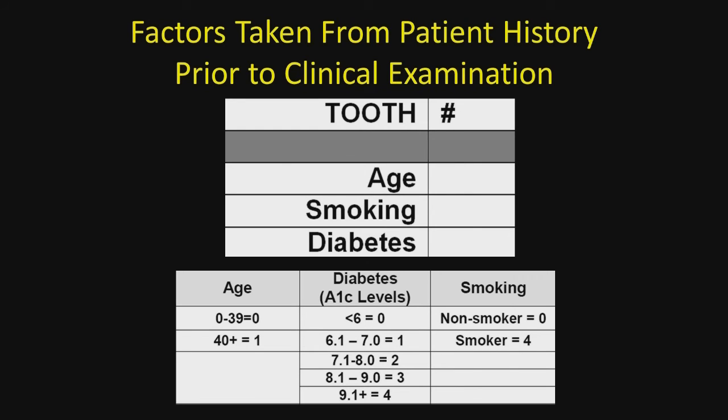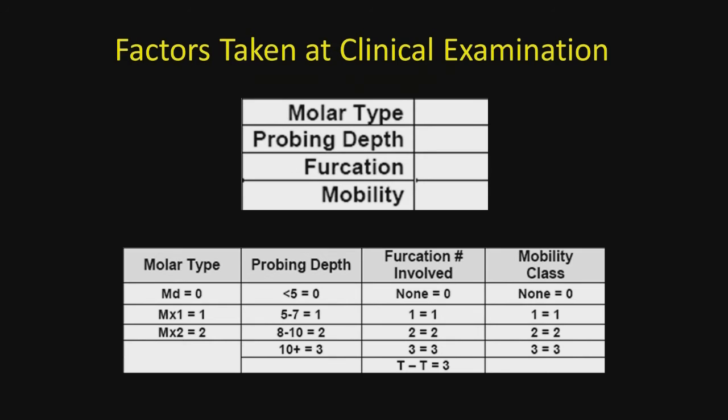And smoking, because the score was a 3.46 on our statistical model, we use a score of a 4 for smokers. Factors taken from a clinical examination: the molar type, and certainly on any clinical exam, you're going to do probing depth, furcation involvement, and mobility. Initially, we did not plan to score molar type, but when the statistician evaluated this, she found such a discrepancy between maxillary second molars and mandibular molars that she indicated that we needed to have a scoring system.